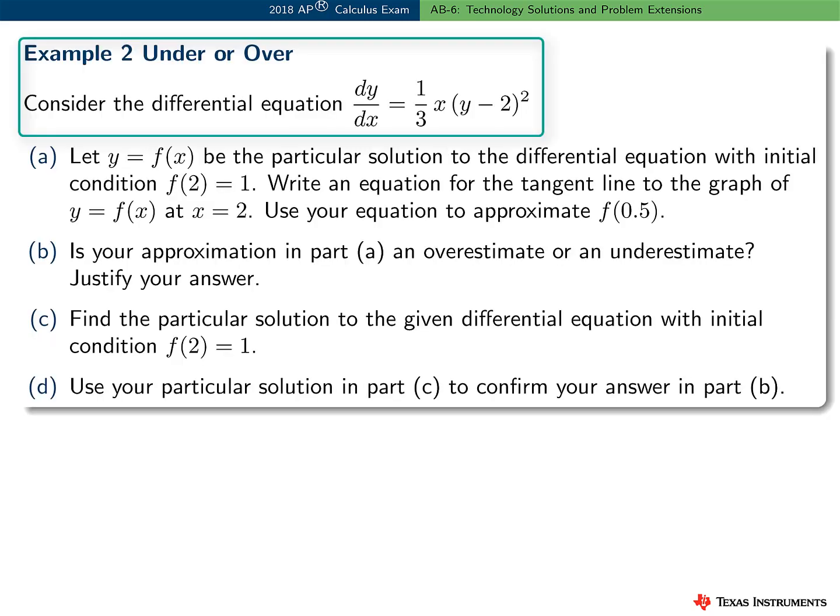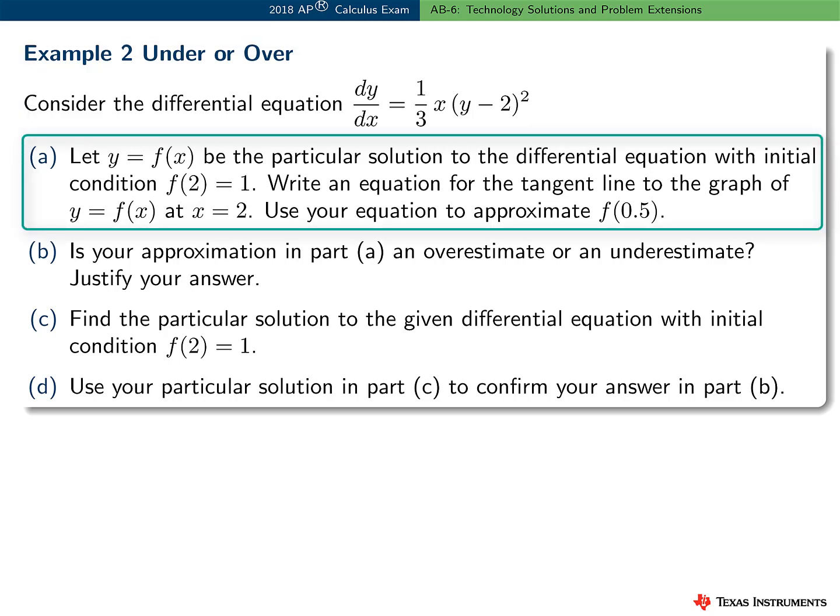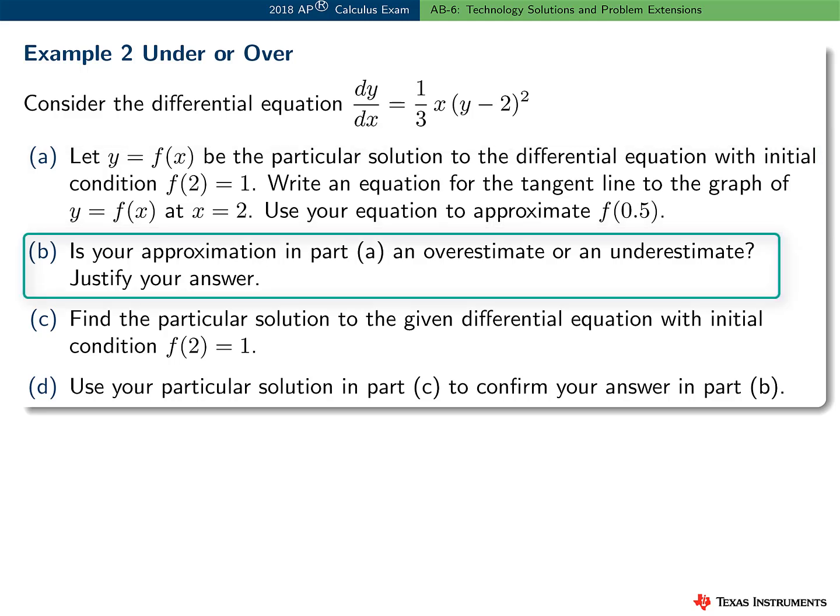Here's another example for you to try related to the differential equation given in this free response question. In Part A, let's suppose that y equal f of x is the particular solution to the differential equation with initial condition f of 2 equals 1. Write an equation for the tangent line to the graph of y equal f of x at x equal 2, and then use this equation to approximate f of 0.5.